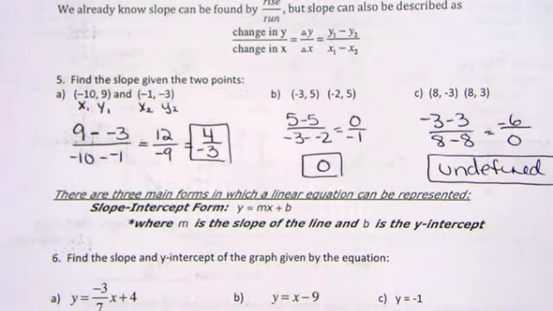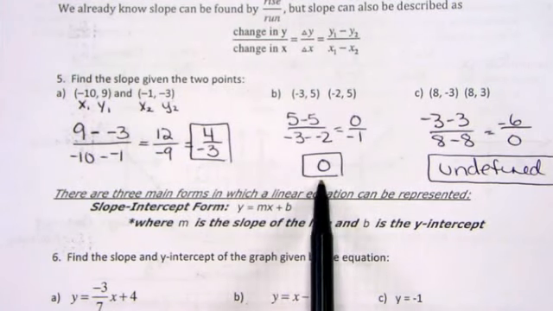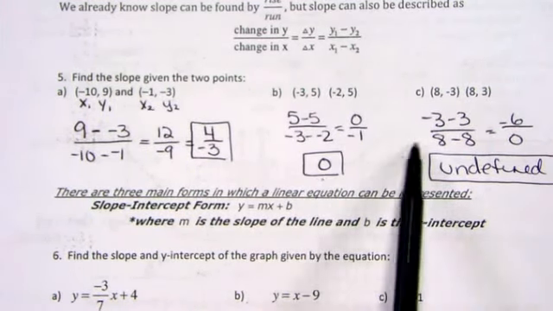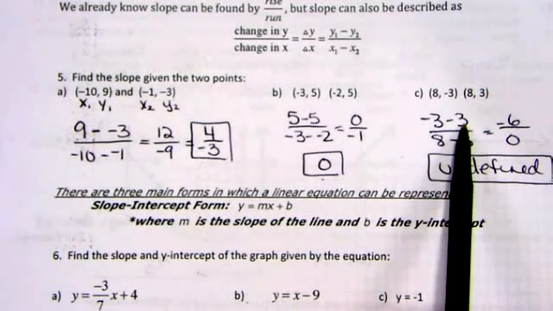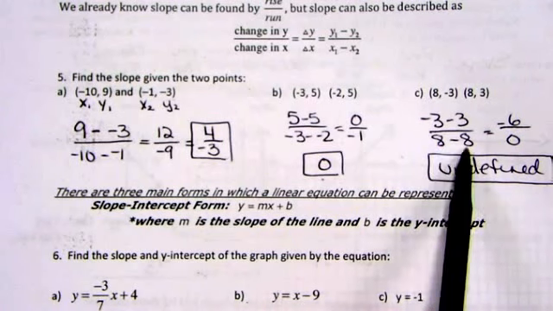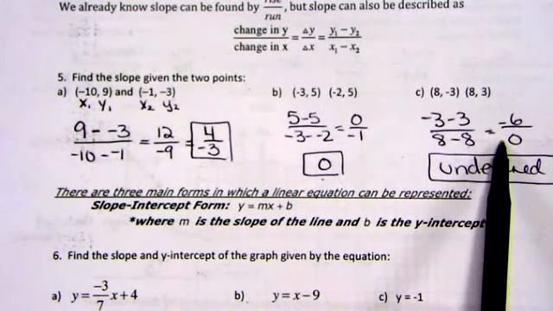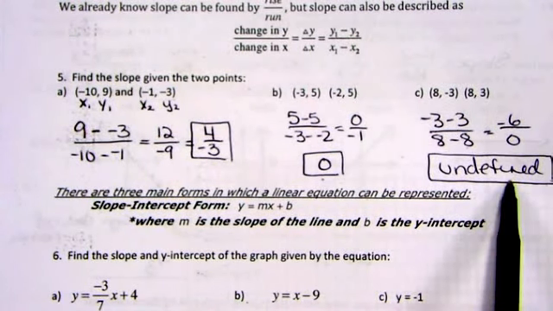Check your answers. You can see my change in y is 5 minus 5. My change in x is -3 minus a -2. That gives me 0 over -1, which reduces to 0. In part C, change in y, -3 minus 3. Change in x, 8 minus 8. That gives me -6 over 0, which is an undefined slope.